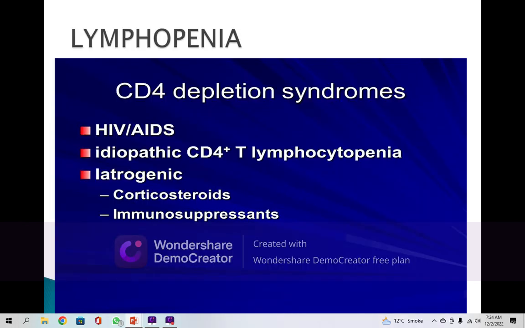Reduction is seen as lymphopenia. CD8 count is reduced mainly. CD8 count may be reduced in certain infections because of pooling of the lymphocytes at that site, it is possible. But CD4 depletion syndromes are present in HIV, AIDS, idiopathic CD4 T lymphocytopenia. Iatrogenic corticosteroids can cause specific suppression of the count, and immunosuppressive agents can cause lymphopenia. It may be a part of what is called the myelosuppressive syndrome.